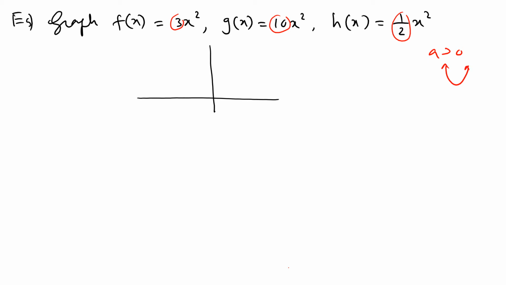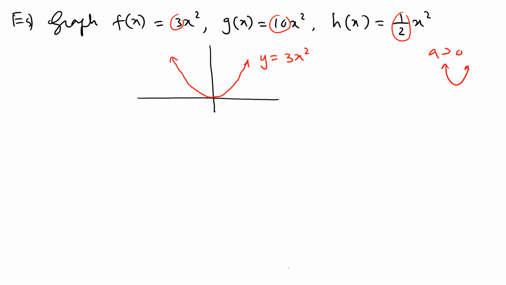I'm going to start with the middle one, 3x squared. Let's say 3x squared has this kind of shape, so this is y equals 3x squared. Now the question is, what is the graph of g(x) equals 10x squared? When you have 10, you can see the values are about 3.3 times larger than the values of 3x squared. So that means this graph is stretched up.